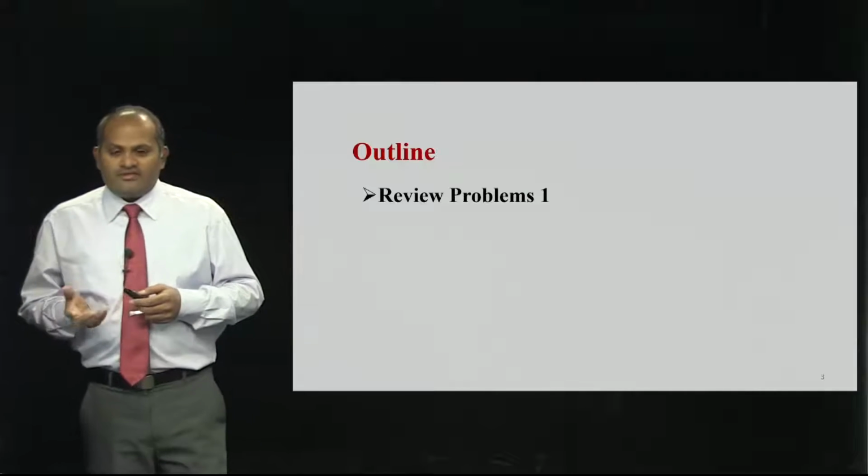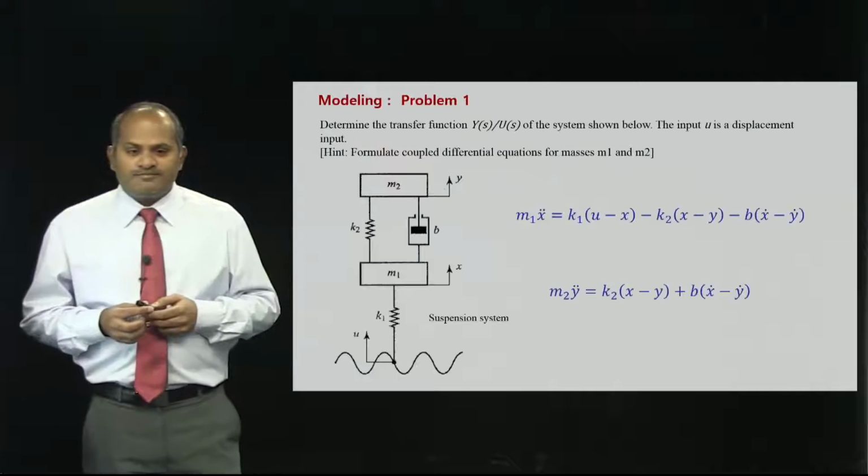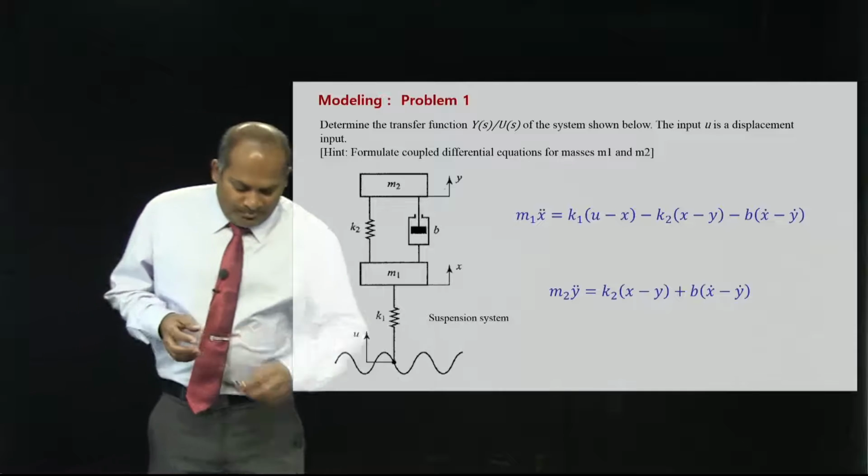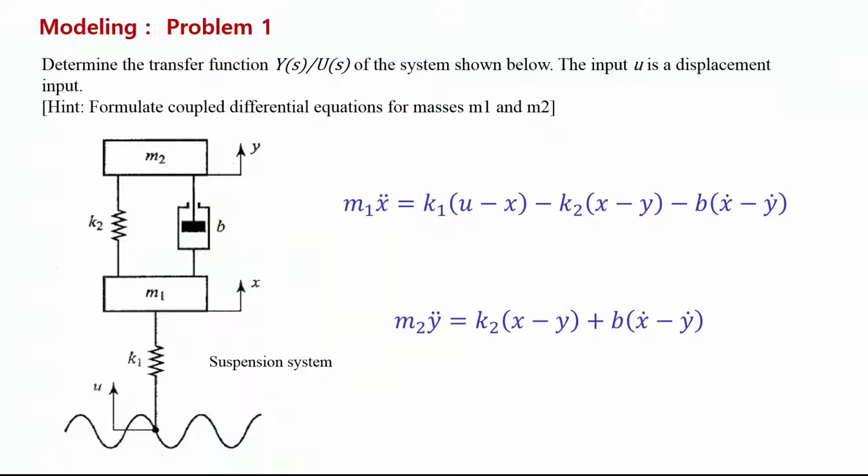So, this is the first part of review problems. We will first go through the modeling. This is a nice problem, and it is on modeling. It is asked to determine the transfer function Y(s) by U(s) of the system shown below. The input u is a displacement input.